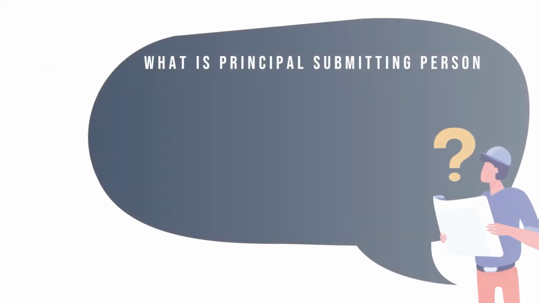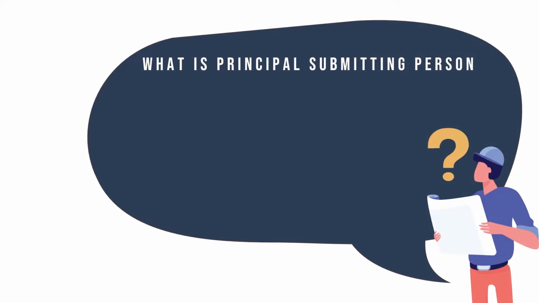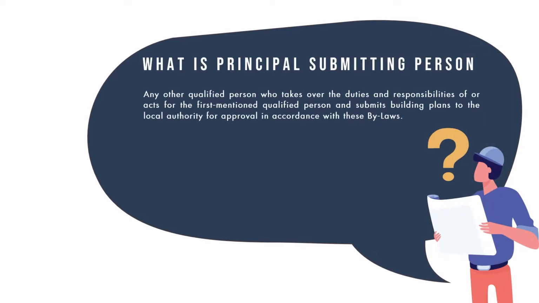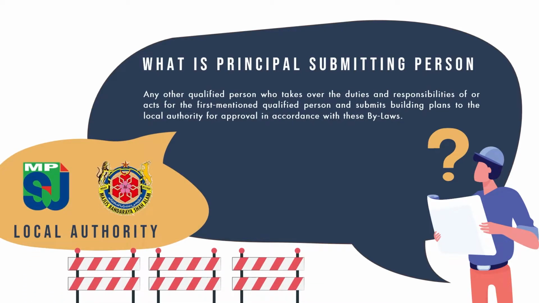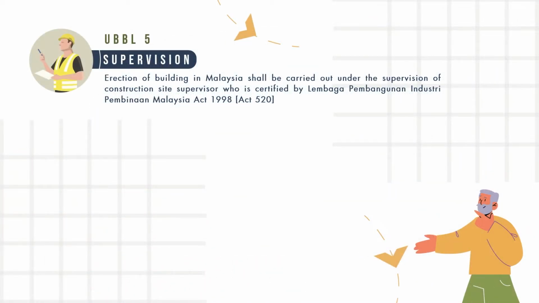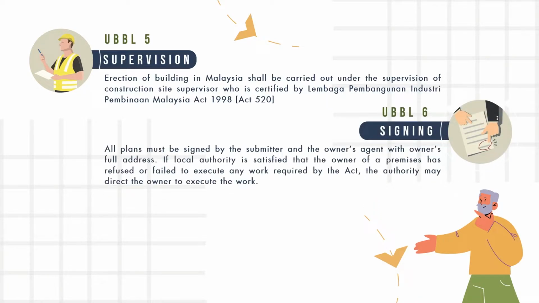So what exactly is a principal submitting person? He is a person who takes over the duties and responsibilities of submitting building plans to a local authority for approval, such as MPSJ and MPSA. The supervision needs to be carried out by a certified construction site supervisor for erection of buildings, and all plans must be signed by the submitter and the owner's agents with their full address.